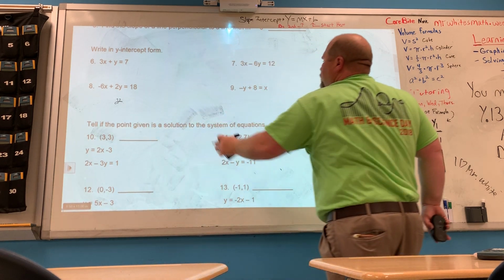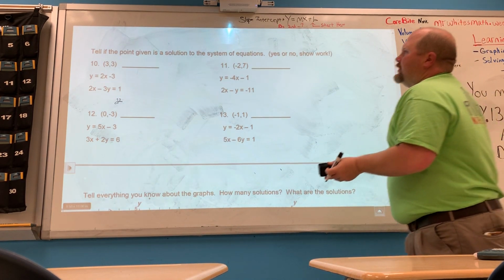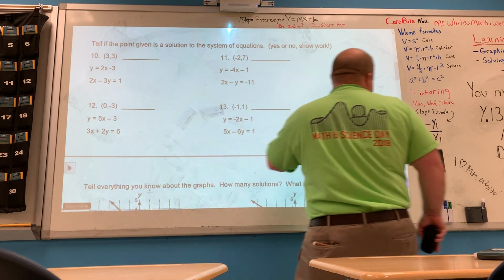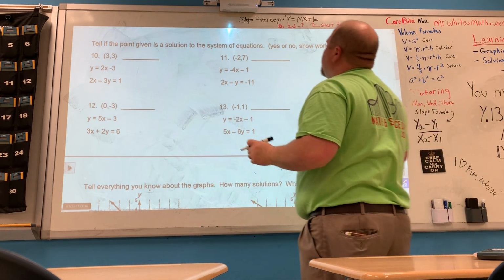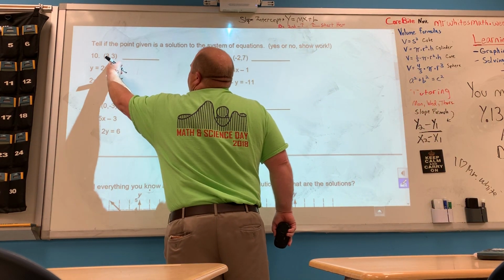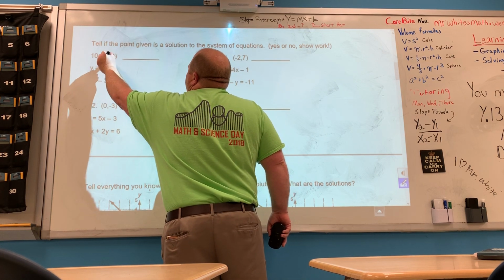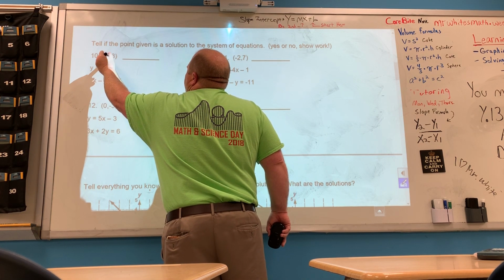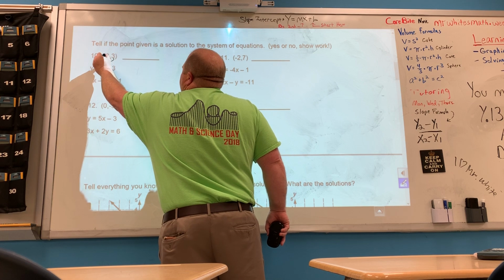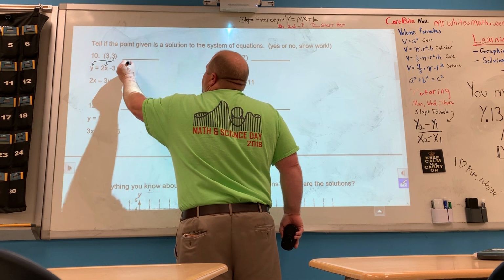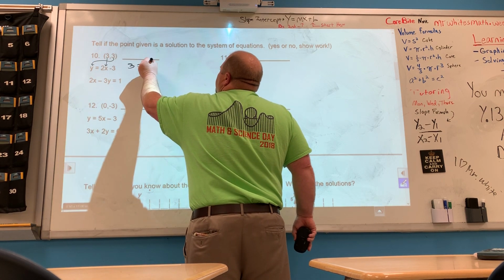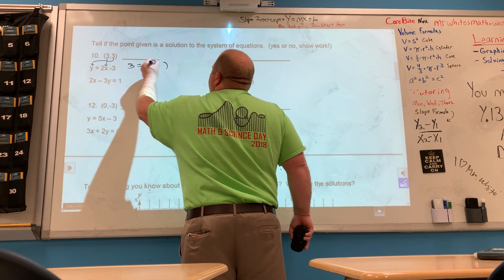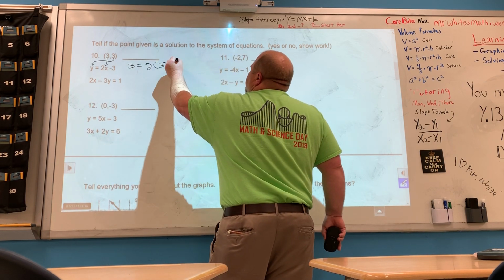Problem number 10 says, tell if the given point is a solution to the systems of equations, show work. So this is a substitution problem. So this 3 right here is the x, so it's going to replace that. And then this 3 right here will replace this y value. So it's going to say 3 equals 2 times x, which we know x is a 3, minus 3.